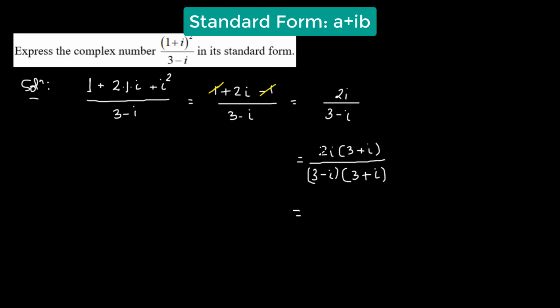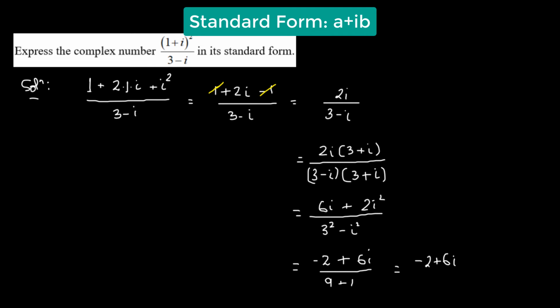So in the numerator we have 2i plus 2i times 3 is 6i, plus 2i times i is 2i squared, divided by 3 squared minus i squared, which will give us 2i squared will be negative 2 plus 6i, divided by 3 squared is 9, and i squared is negative 1, so we have plus 1. So that finally gives us negative 2 plus 6i divided by 10, which is equal to negative 2 over 10.